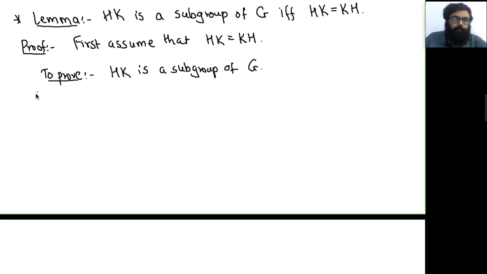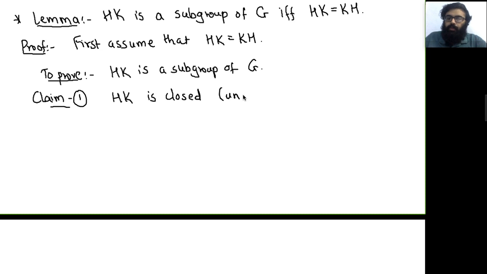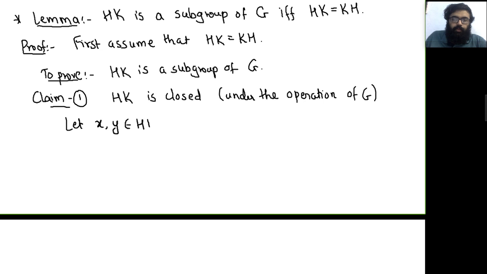For the first claim, let us call it claim 1: HK is closed. Closed means it is closed under the operation of G. Or if you don't write it at all, it is understood. Just write HK is closed under the operation of G. So for closed, we take two elements and then show that the product, meaning the binary operation, also belongs to HK. So let x and y belong to HK.